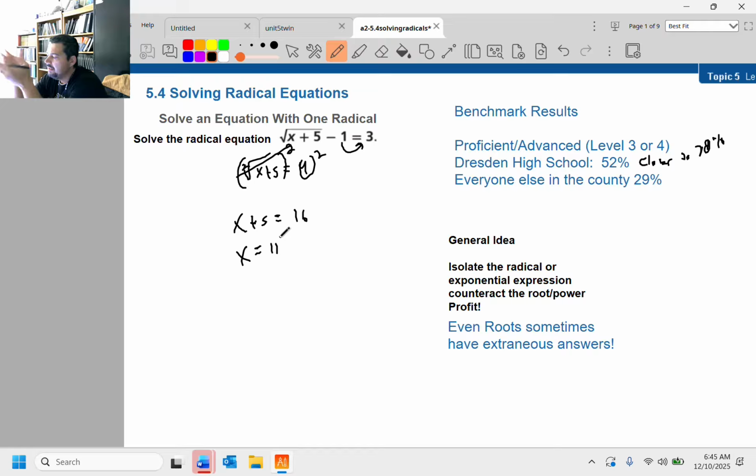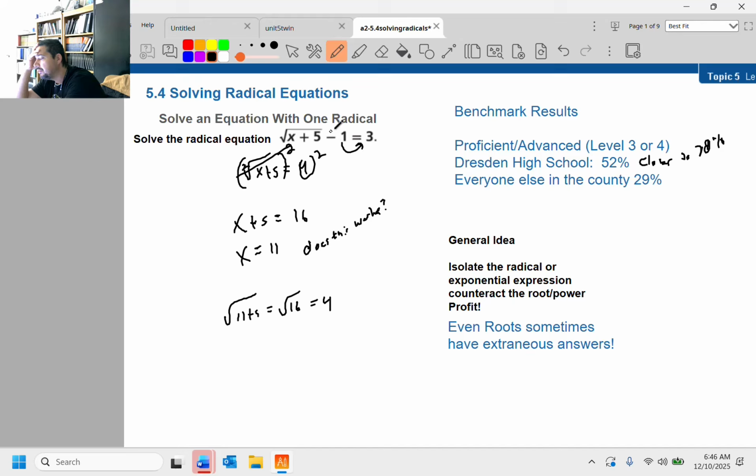Now, it says even roots sometimes have extraneous answers. We didn't take an even root, we fixed an even root. But does this work? Well, let's plug it in. We're going to let that x be 11. 11 plus 5 is 16, and the square root of 16 is 4.